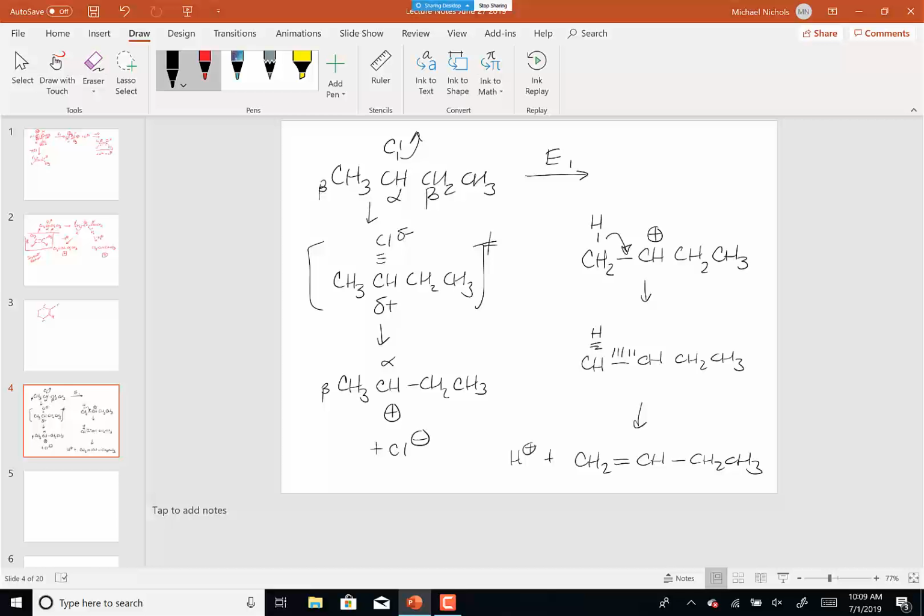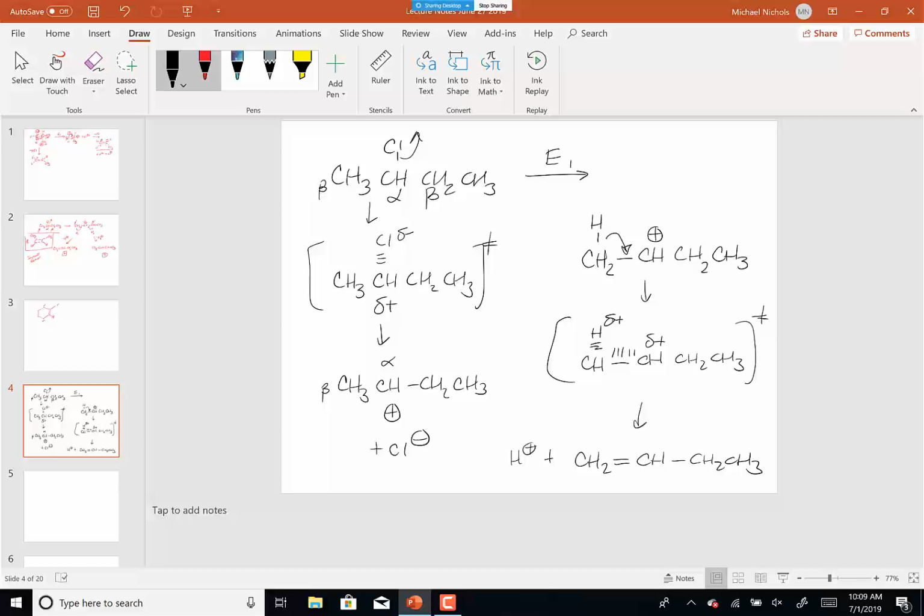So who needs to get a delta plus charge? Top hydrogen. And carbon, there was the carbocation. Okay, so there's our transition state for forming an alkene product. So again, dotted lines, bonds that are being formed or broken, charges.